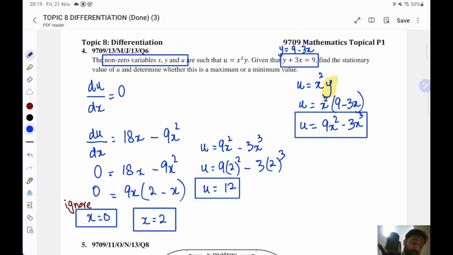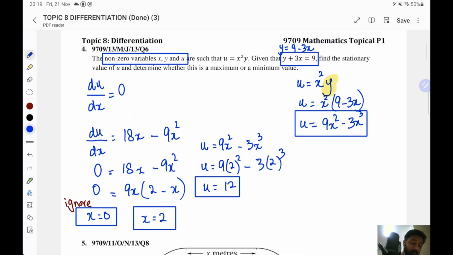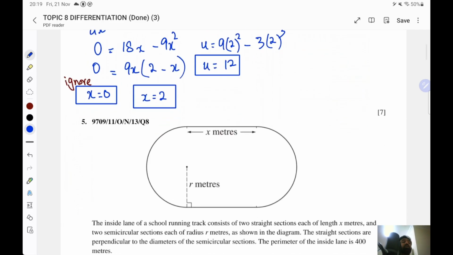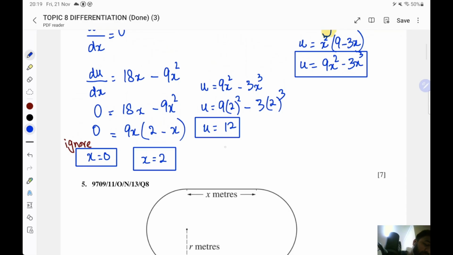Now for the stationary value of u, determine whether this is the maximum value or the minimum value. So in order to check that it's the maximum or the minimum, we are going to find out d square u over dx square. So that will be derivative of the derivative, which is 18 minus 18x. So 18 minus 18x, we need to check whether this x, where the value of x is 2, is it a maximum value or is it a minimum value? So x is equal to 2.